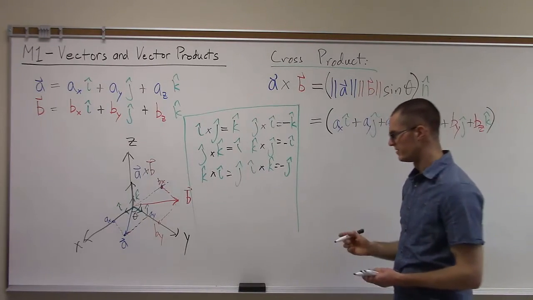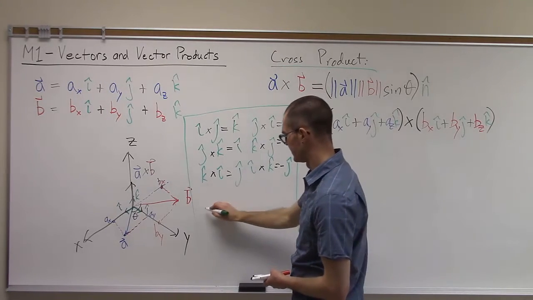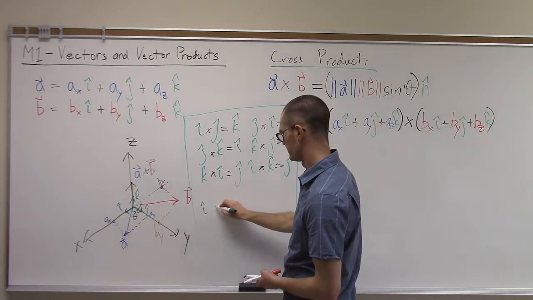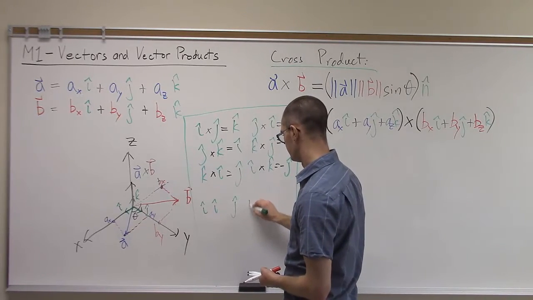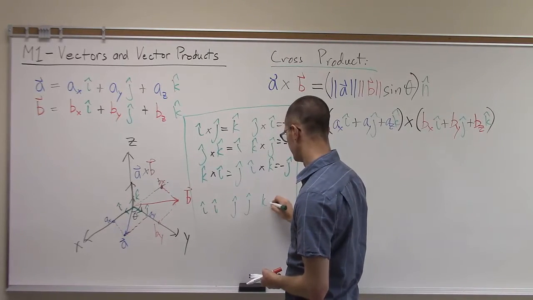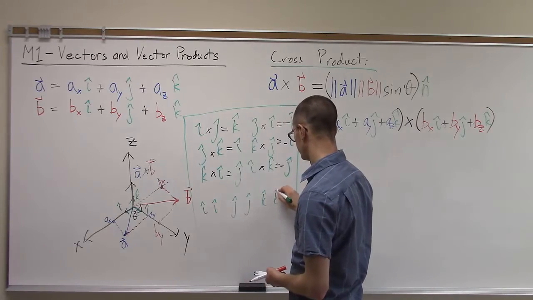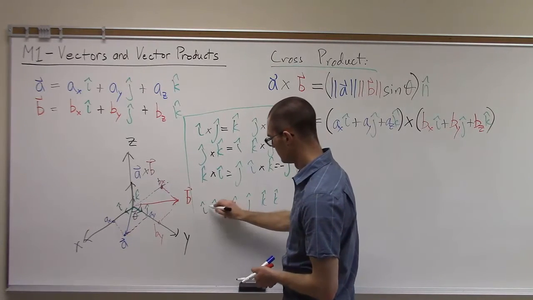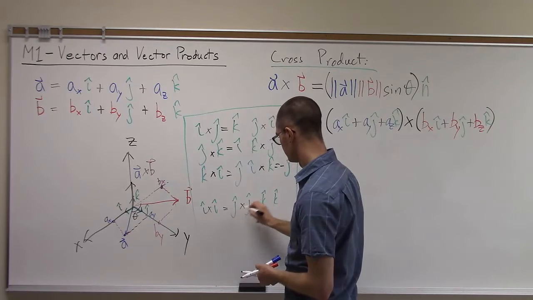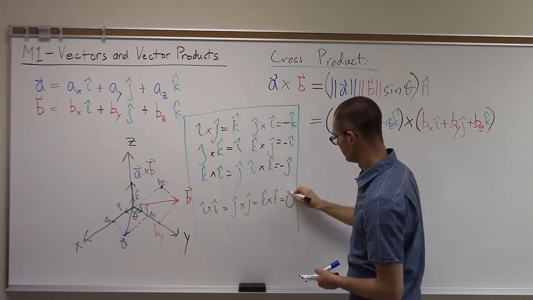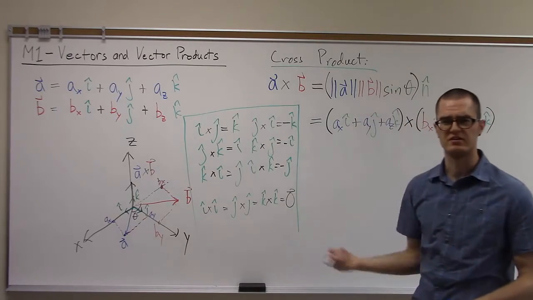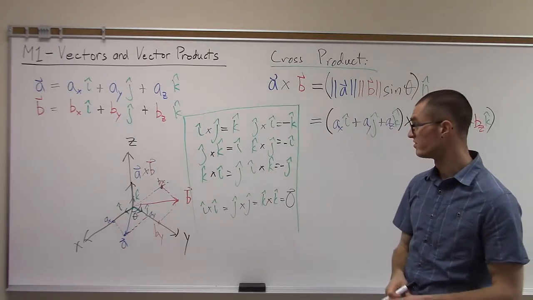At the same time, if I cross any unit vector with itself, I cross I, J cross J, or K cross K, all of those are going to be equal to the 0 vector. So that's just the vector where all the components are 0.